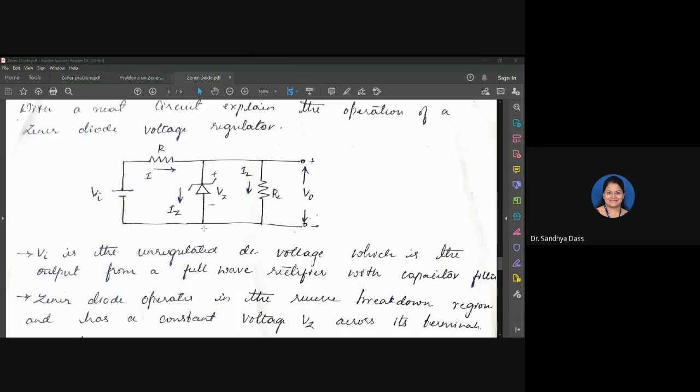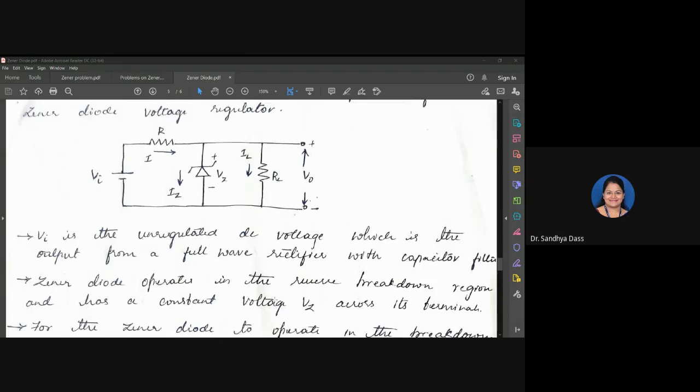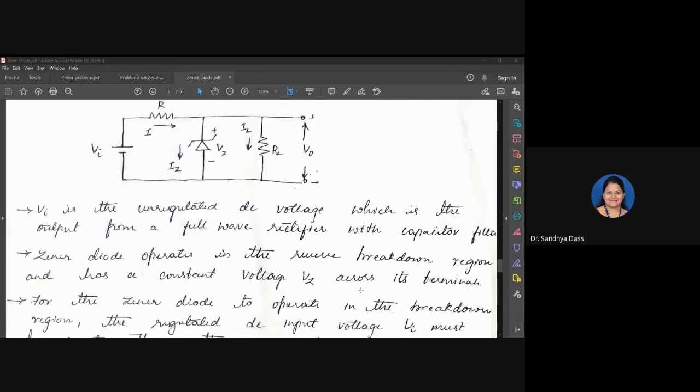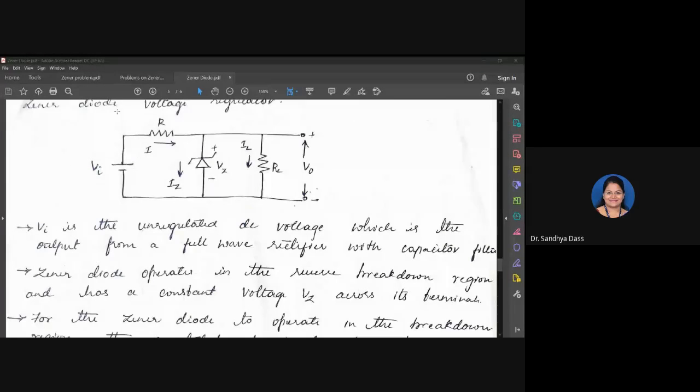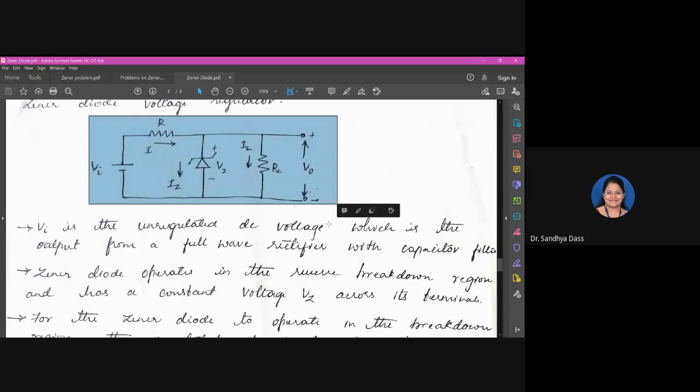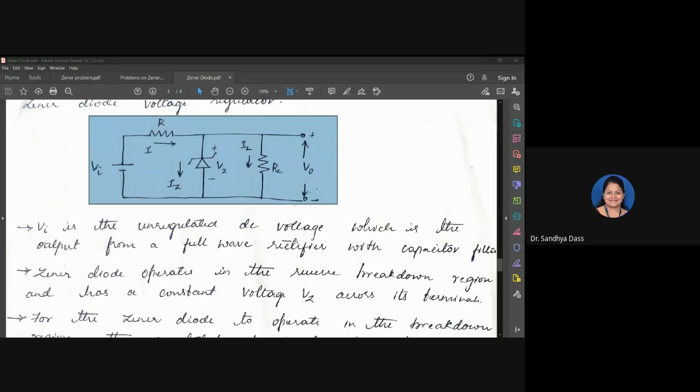Those who want to read this, if you are not able to follow my language, you can read this. I have given the explanation here. So from this voltage regulator circuit, is the screen visible? Yes, ma'am.